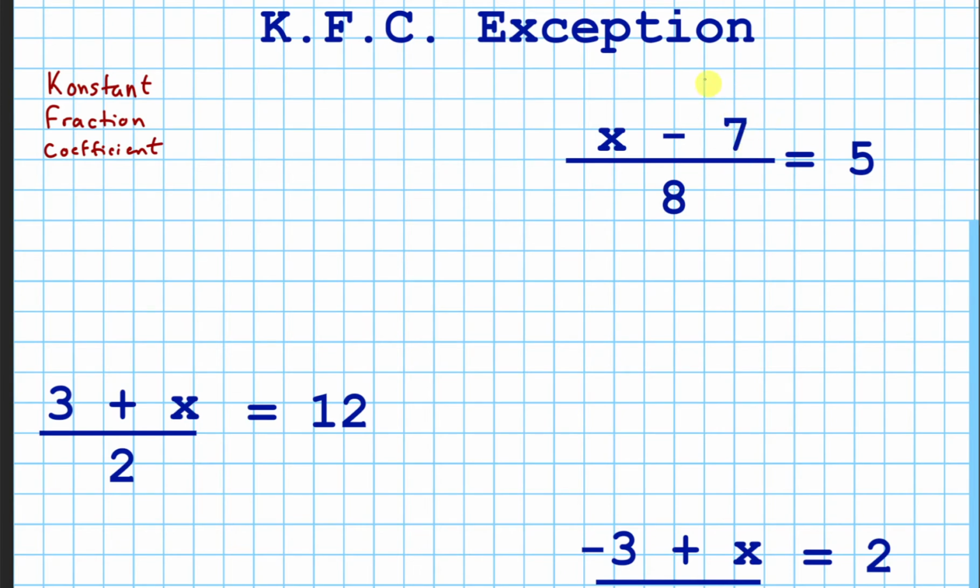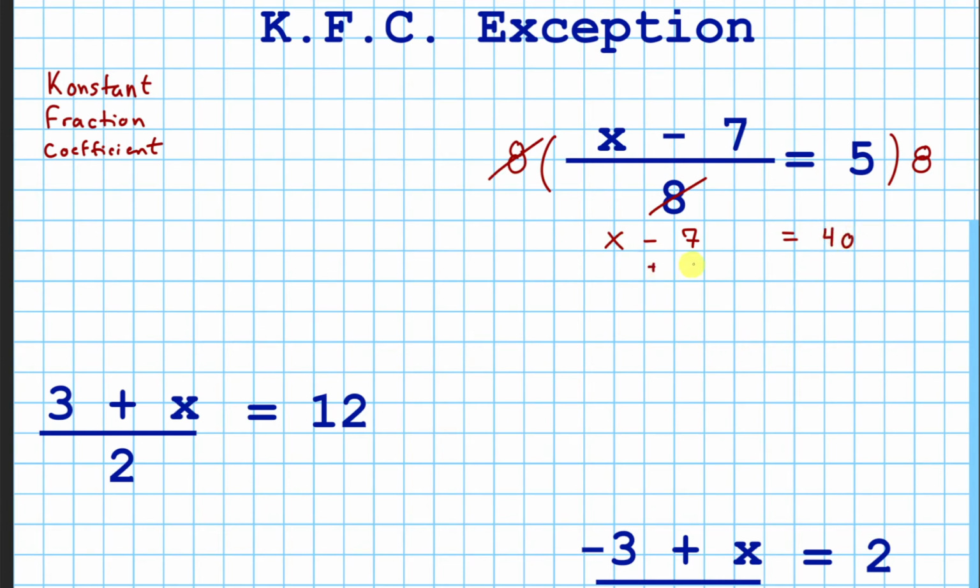If the constant is on top of the fraction, then we have to use a different order. We have to get rid of the fraction first, and then we can go to take care of the constant and the coefficient. So this is the one time where we go out of the K.F.C. order. And instead, we're going to multiply both sides by 8 to get rid of the fraction first. Slice and dice. We end up with x minus 7 equals 5 times 8, which is 40.